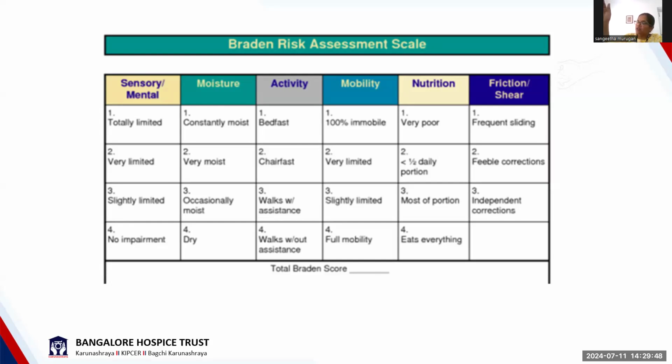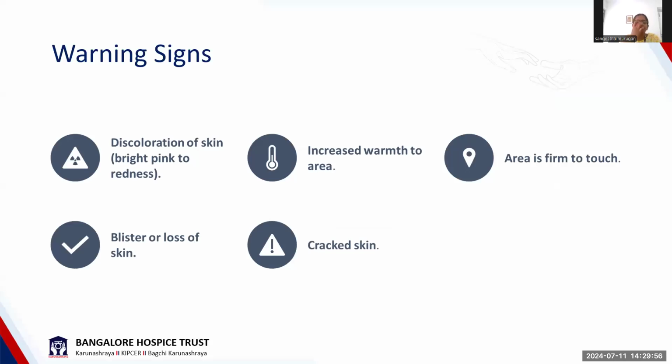So if the score is more, no risk. If the score is less, risk is more. This is why it is like the reverse. You need to understand the Braden scale. How do I know the patient is getting a pressure ulcer?